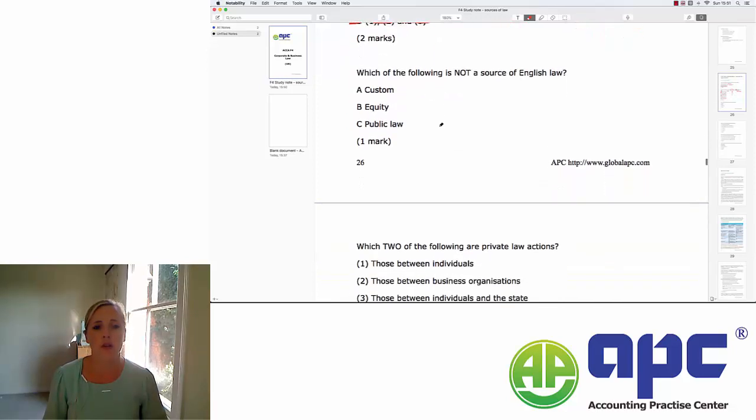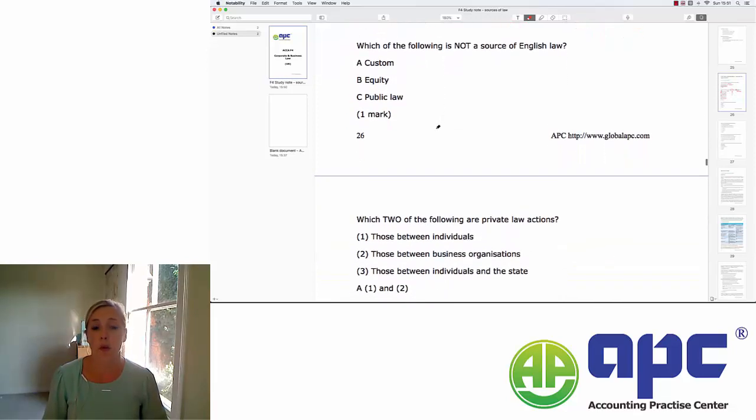Okay, moving on to the third question. This is a 1 mark question because there are 3 possible options. Which of the following is not a source of English law? It's really important when you're reading the questions to identify these key words. If you get your positives and negatives or masculine and feminine, that kind of thing mixed up, it's very, very easy to misjudge what you're being asked.